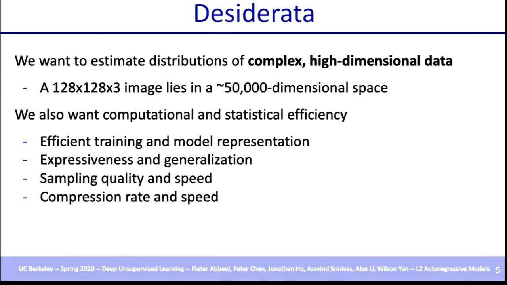What do we want? We want computational efficiency and statistical efficiency. Computational efficiency means that whatever operation we do should not take much time. Statistical efficiency means that we don't need an insane amount of data to start to understand the patterns in the data with the model we use. So concretely, it means we want efficient training, both computationally and statistically, and model representation. We want expressiveness and generalization. So we want to be able to express, let's say, any image or any sequence of words or characters or any sequence of sound generated. We want good sample quality and speed. And further down the road, we'll see if we have good generative models, we should be able to turn that into a good compression scheme.